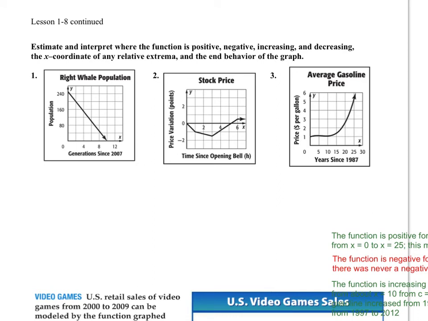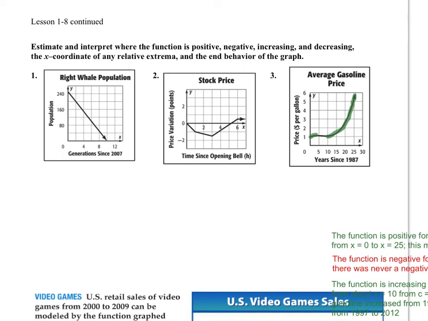For the function increasing, this one's kind of hard to see, but there is a little part that's like a maximum here and a minimum here. So I'm going to say that the graph is increasing from about x equals 0 to about x equals 4, and then again from x equals 10 until x equals 25, and you could say forever after that. And this means that the price of gasoline increased from 1987, because this is years since 1987. So the price increased from 1987 to 1991, and then again from 1997 until 2012.